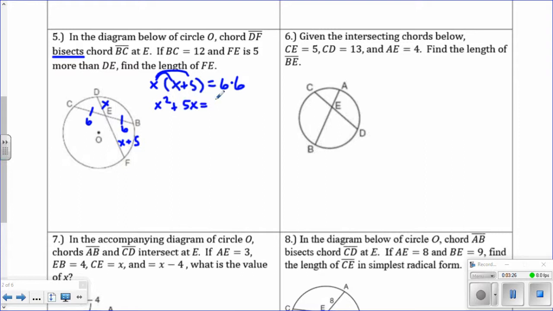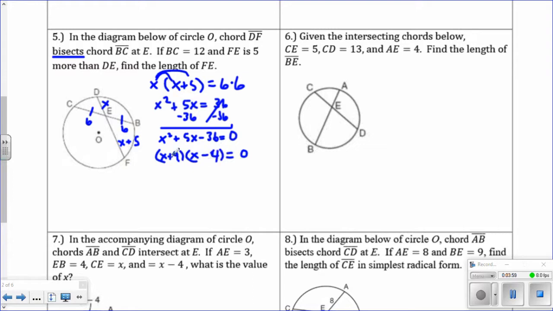Equals 36. We're going to subtract 36 from both sides because we are going to have a trinomial. We can't combine like terms, so I'm just writing them all separate, but this is going to be a quadratic equation. We factor by either GCF, difference of perfect squares, or trinomial. In this case, it's a trinomial. So I'm going to make the two parentheses. We have to find two numbers that multiply to negative 36 and add to positive 5. That would be positive 9 and negative 4.